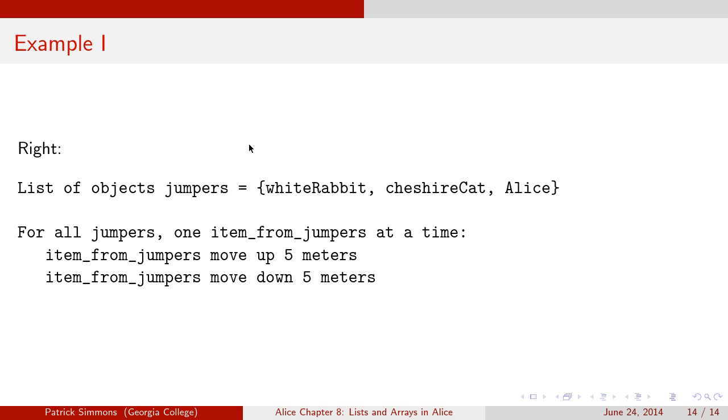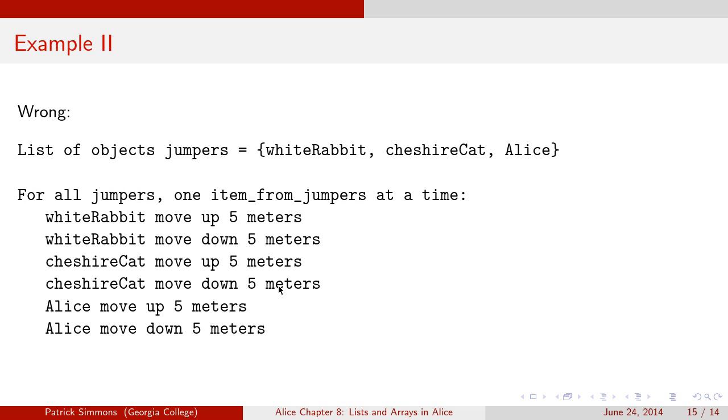And my example here, instead of using the jump method, I just said, item from jumpers move up 5 meters, move down 5 meters. Now here's an example of doing it wrong. Don't do this. Wrong. We have our jumpers. For all jumpers, one item from jumpers at a time. White rabbit move up, white rabbit move down, Cheshire cat move up, Cheshire cat move down, Alice move up, Alice move down. Or white rabbit.jump, Cheshire cat.jump, Alice.jump.